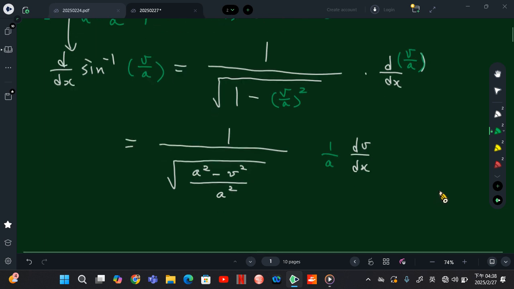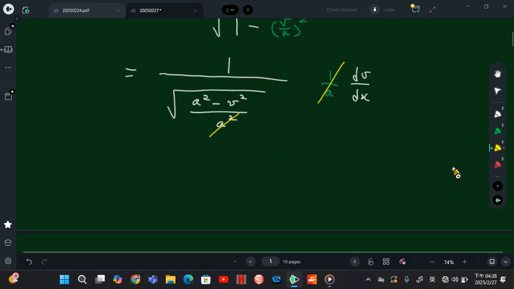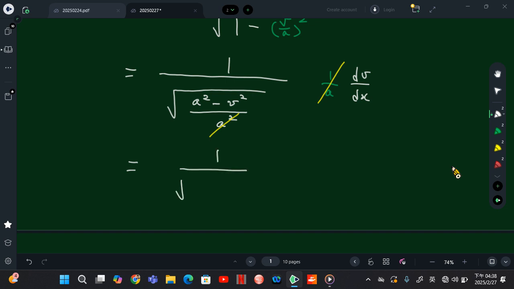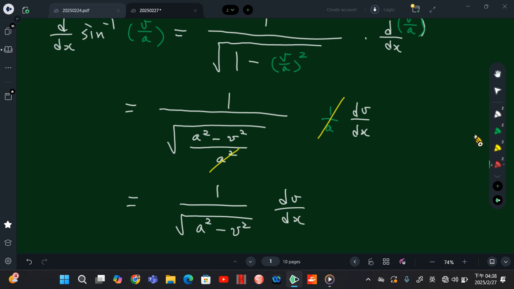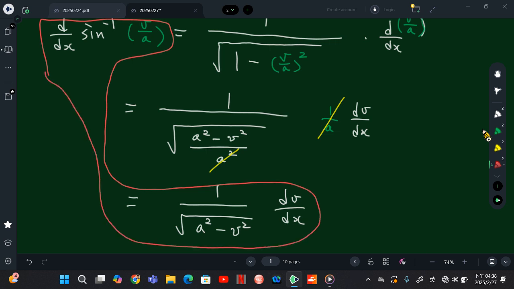Then you can see this part can be cancelled by this one, because we can just move 1 over a squared out of the square root, so then we can get the same 1 over a here, so we can cancel them together. So finally, you can see the result is 1 over the square root of a squared minus v squared, then dv over dx. So please just pay attention to here. Pay attention to here to here.